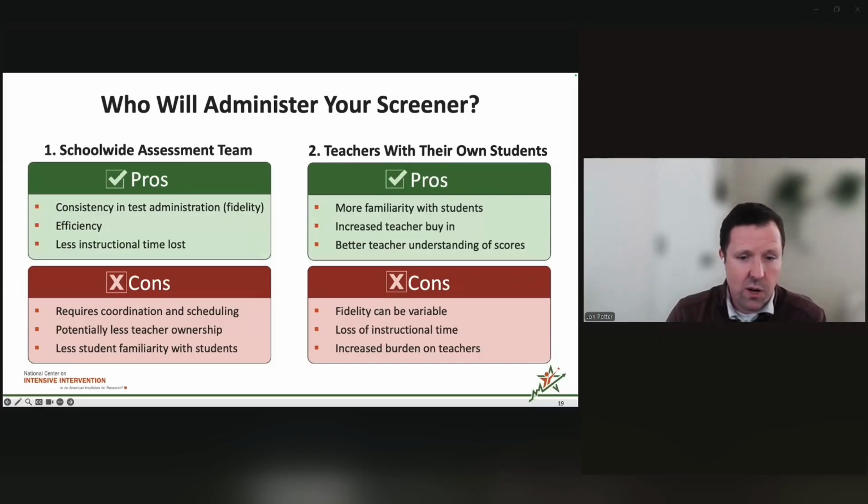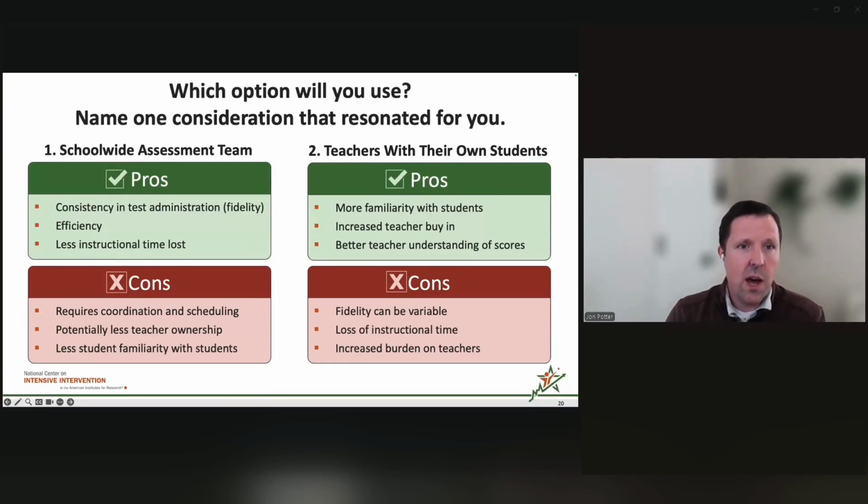All right. So, real quick, then, in the chat, as we think about these two, just put in the chat which option have you used, will you use, and then maybe one consideration that resonated for you. Maybe it's one of the pros that you found, like, yes, this was great that we did it this way. We really appreciated it. Or maybe it's a con that we did it this way and we had a really hard time with this, or we're really concerned about how we prevent this. So, which option will you use or did you use? And then one consideration that resonated for you. So I'll give you a second to put that in the chat here.